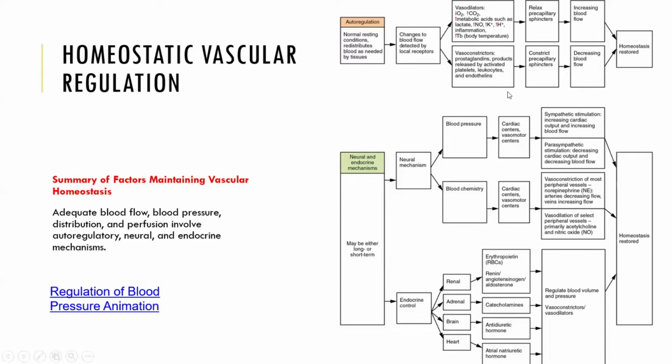Then we have the antidiuretic hormone, which is secreted by the pituitary gland. Antidiuretic hormone is also called ADH. ADH is going to enhance the water reabsorption in the kidney so that the urine output is reduced and the blood volume rises. So we're going to see an increased blood volume, which will lead to an increased blood pressure.